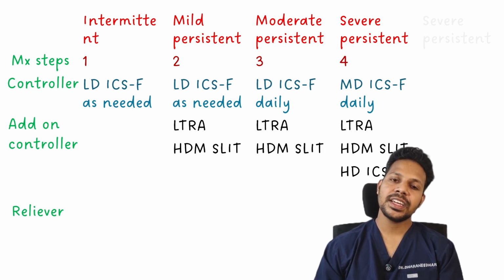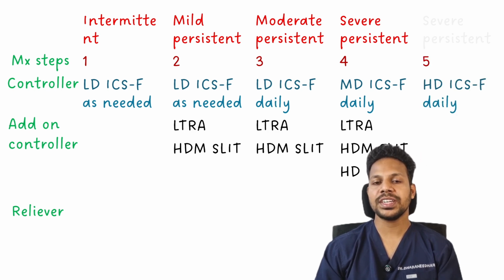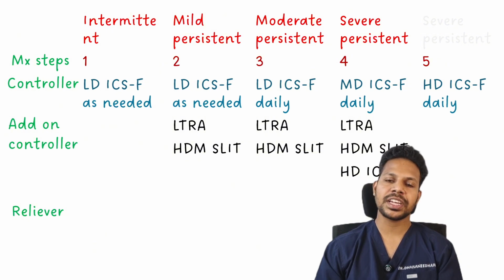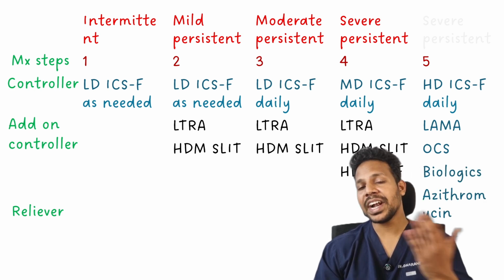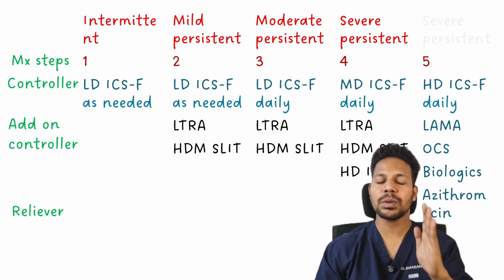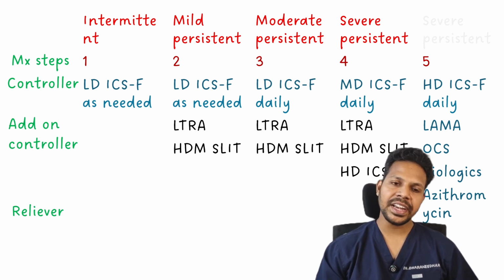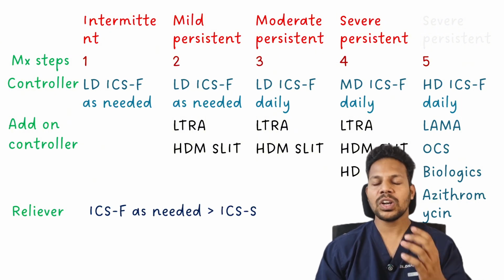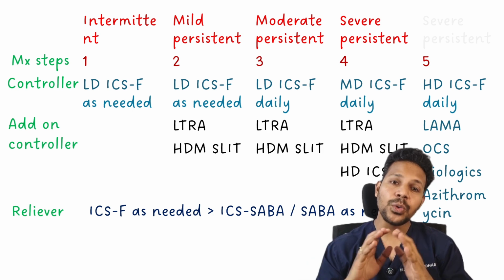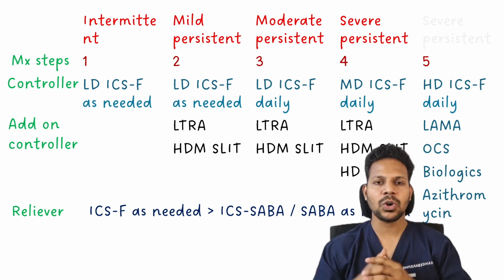Then even if the patient is not responding to these treatments, you can use high dose inhaled corticosteroids with formoterol daily, and the add-on controllers can be long acting muscarinic antagonists, oral corticosteroids, azithromycin, and biologics further. So we gradually escalate the levels of treatment as we move from the intermittent to the more severe cases. The reliever can be an inhaled corticosteroid with formoterol, or inhaled corticosteroid with short-acting beta agonist, or short-acting beta agonist alone, as required only when you need relief of symptoms with an acute exacerbation. Otherwise, we'll put the patient on the controller itself.